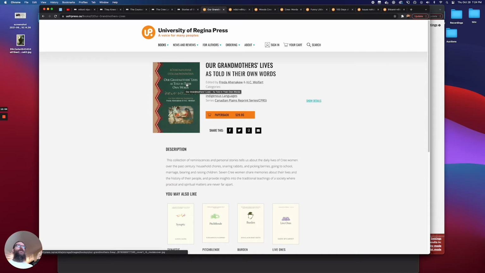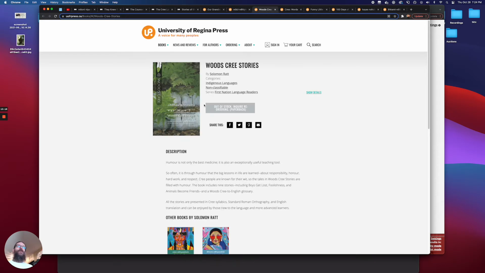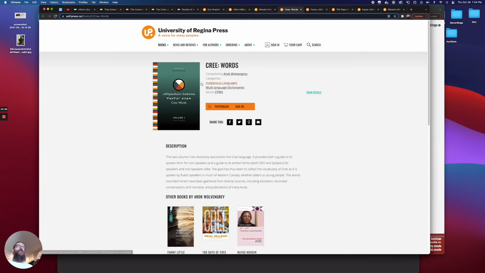This book here in particular is a fantastic book. It's actually getting a little bit beyond some of the beginner stuff. It's still a bit advanced, but I've read through some of the other ones, and this one's a really good one. There's also, for beginners, this Maskwacîs Nêhiyawêwin by Solomon Ratt, which is fantastic. He's also got one of these storybooks, the Woods Cree stories, again in SRO, syllabics, and then it's got the translation. Of course, the dictionary, which is all in SRO.